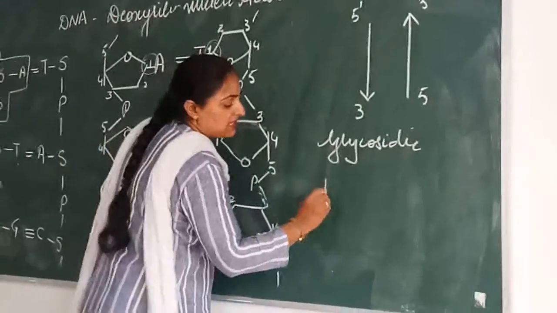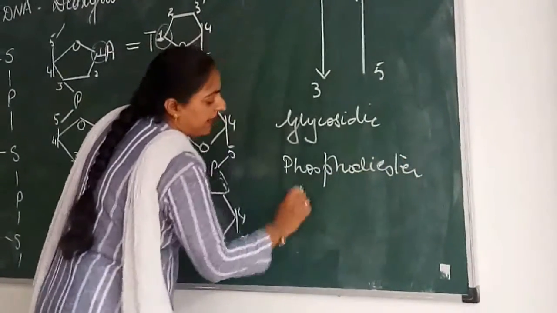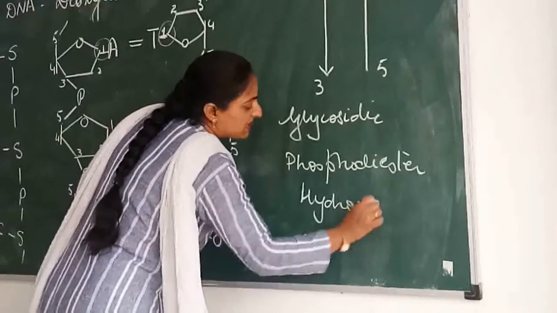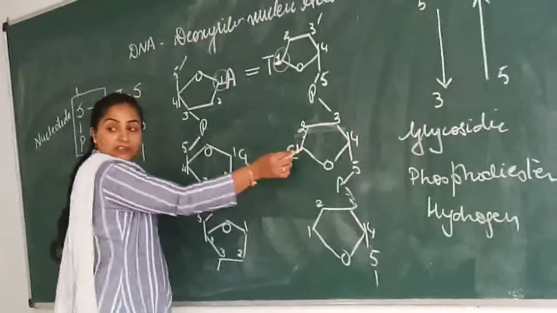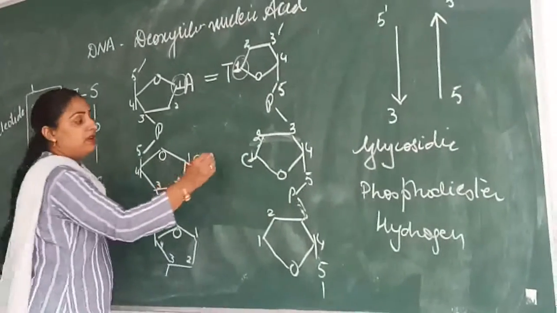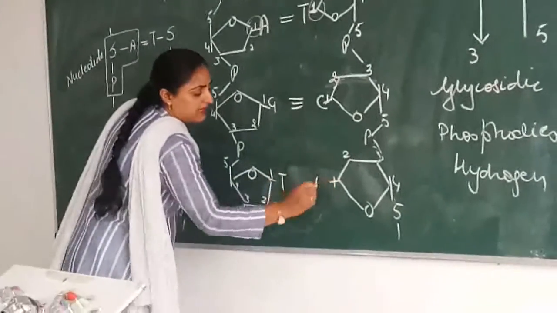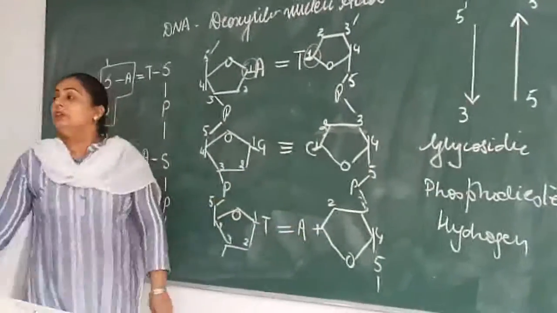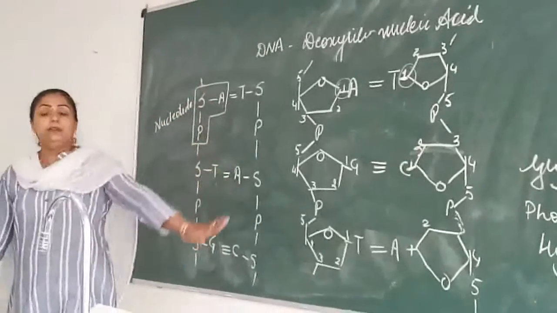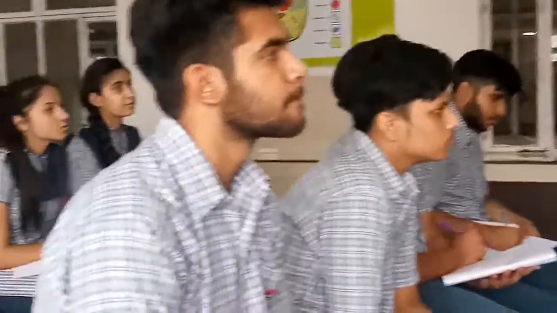sugar and nitrogenous base, phosphodiester bond between phosphorus and sugar, and hydrogen bonds between two nitrogenous bases. For example, here is G, here it will be C. C will be joined to the first carbon, G will be joined to the first carbon with 3 hydrogen bonds. Supposing here it is T, here it is A. They will be joined with 2 hydrogen bonds, but glycosidic bond between the first carbon of the sugars. So this is how they are arranged. Is it clear? Any problem still here? Anyone having any problem? Clear to everyone?